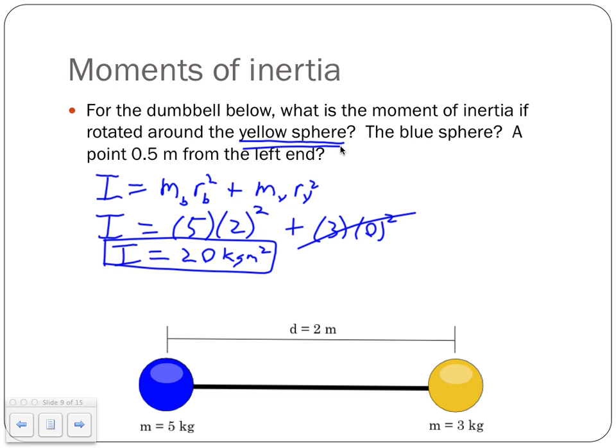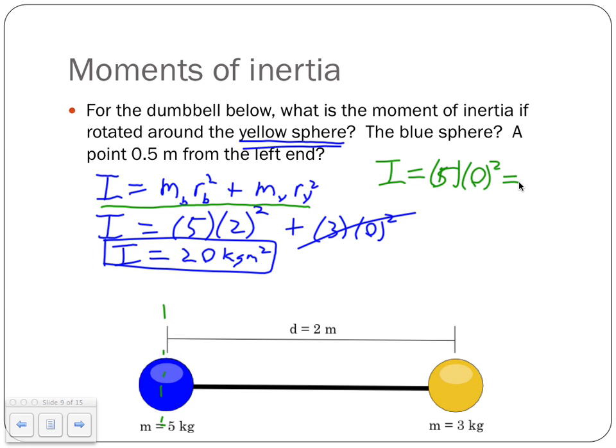Okay, now it says about the blue sphere. In the case of the blue sphere, we're going to do the same thing, just now our axis of rotation is somewhere different. So in the same way, we'd still have this setup. The only difference is now our radii are different. So the mass of the blue sphere, which is 5, times the radius. If we're rotating about the blue sphere, its radius is 0 from the axis of rotation, because it's on the axis of rotation.